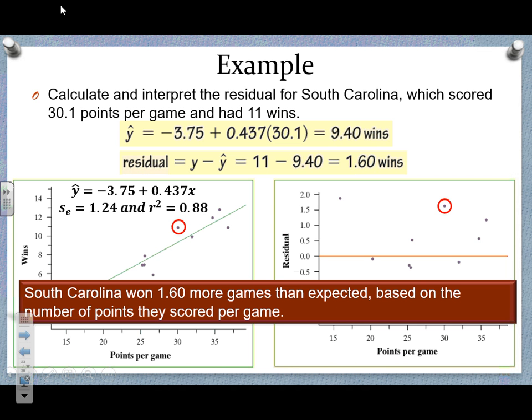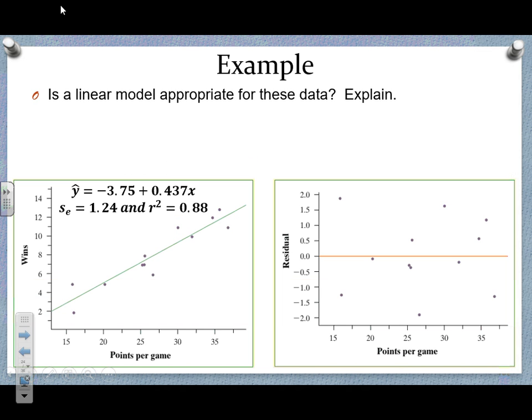Okay? So, finding a residual. They're going to give you an x value with the actual y. You need to use the x to find the predicted y. Once you have the two y values, take actual minus predicted, calculate the residual. And then as far as interpreting it goes, if it's positive, that means they did better than expected. If it was negative, it means they did worse than expected. Okay? So as far as interpreting goes, that's what we're looking at there. So next question.